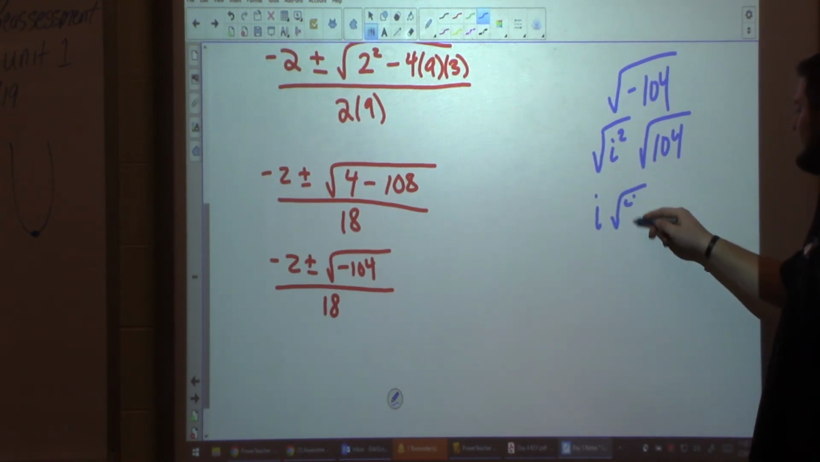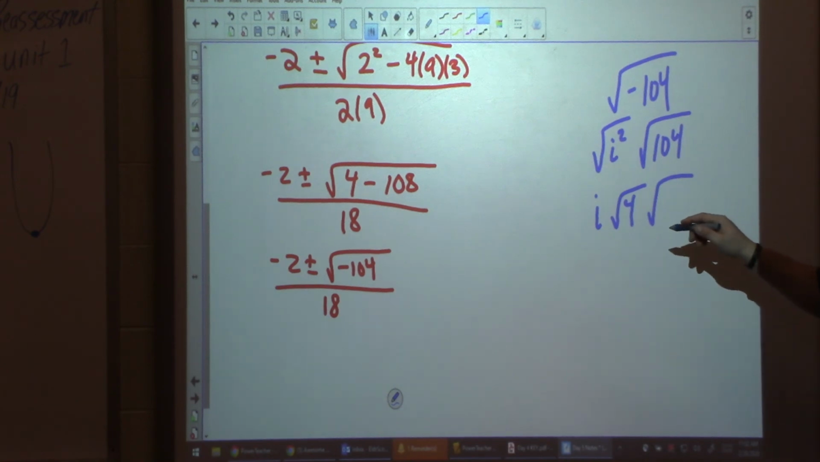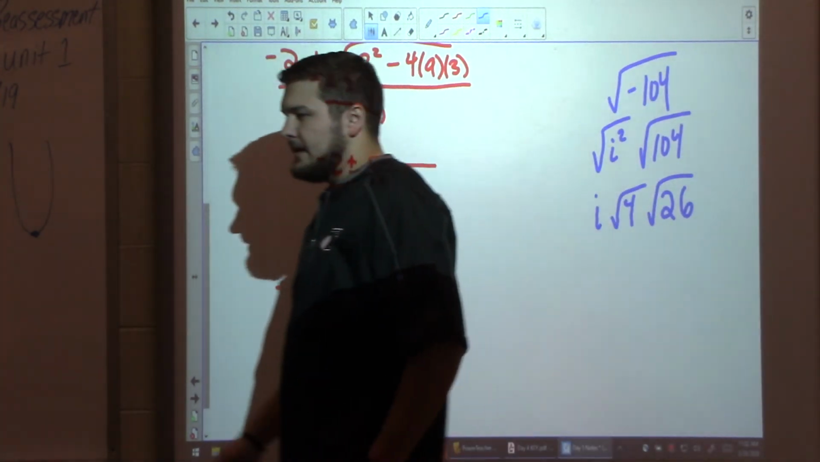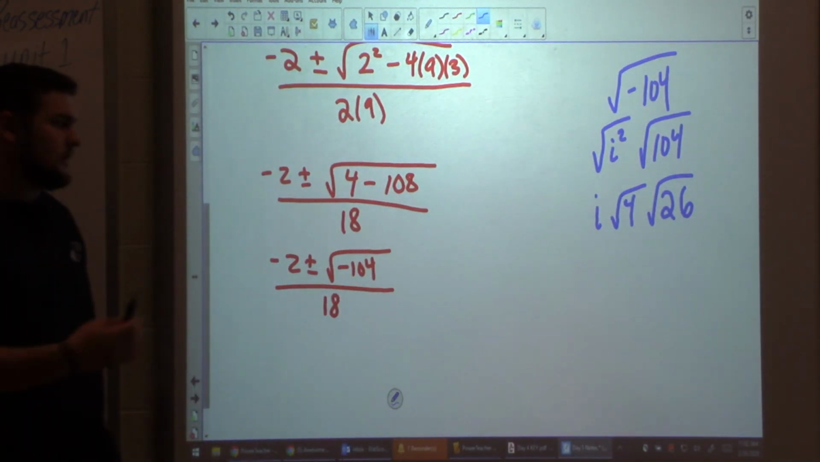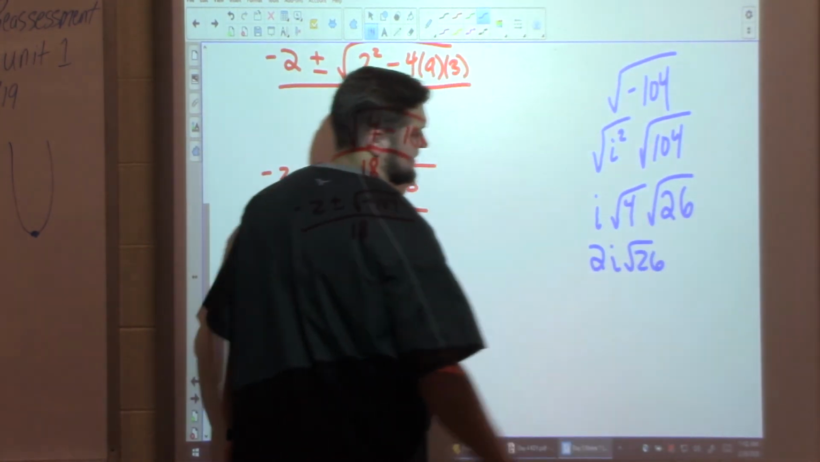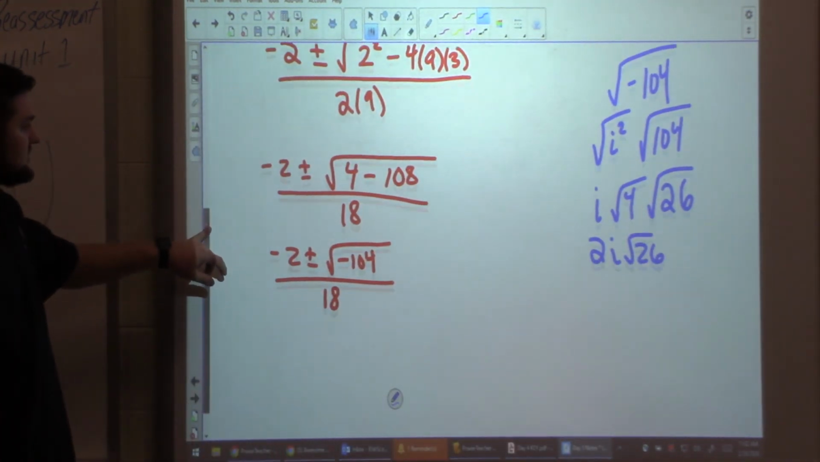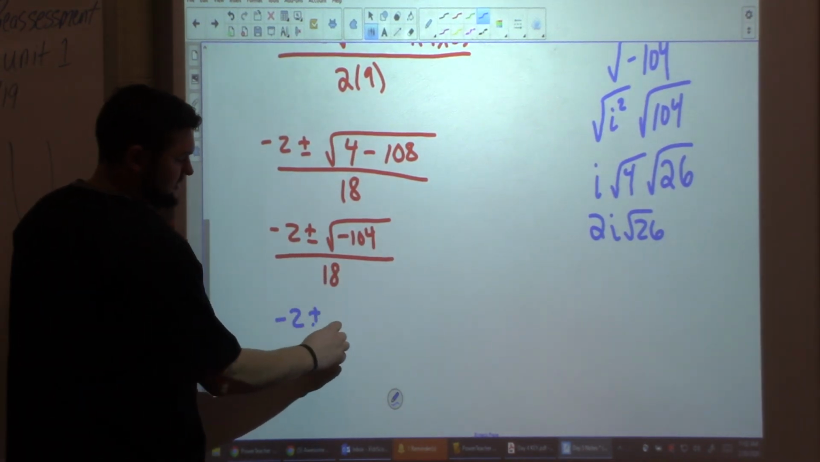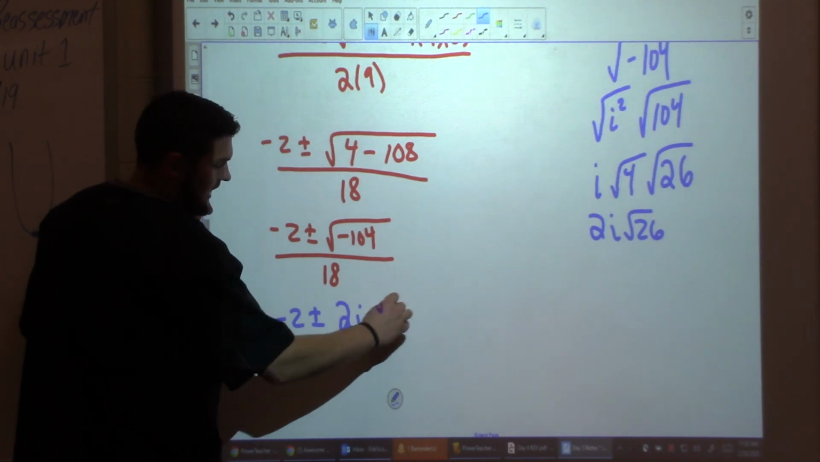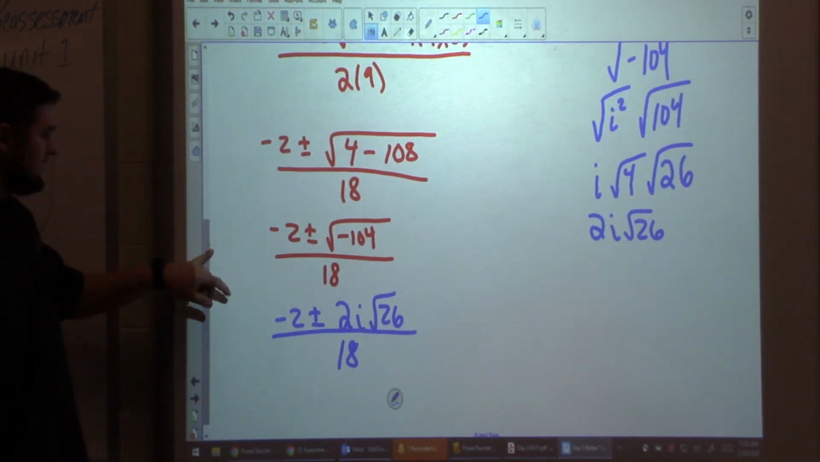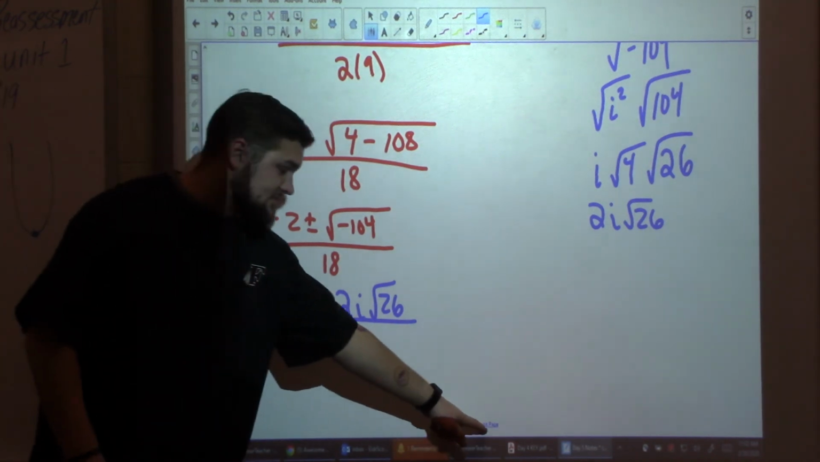I get square root of 4 times the square root of 26. And what's the square root of 4? 2. So this becomes 2i square root of 26. So instead of writing negative 104, I'm going to change it to negative 2 plus or minus 2i square root of 26 over 18. Now, we're going to get some ugly answers.